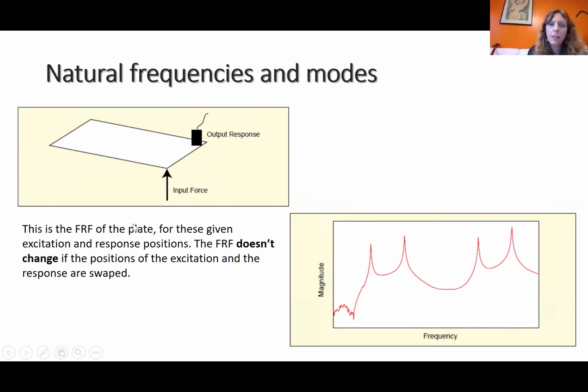So the frequency response doesn't change if the positions of the excitation and the response are swapped, okay? So you will get the same frequency response if I just swap: I put the output response here to measure it, and I put the input force here.